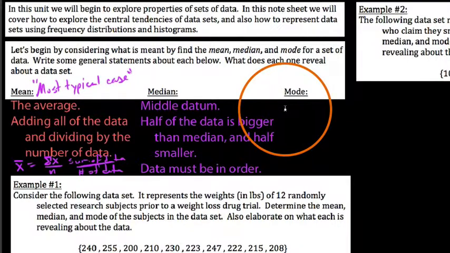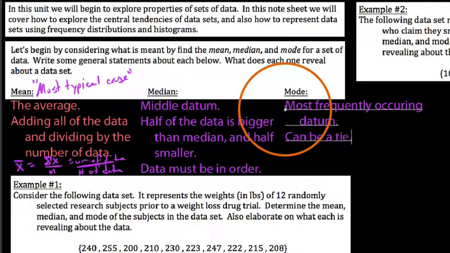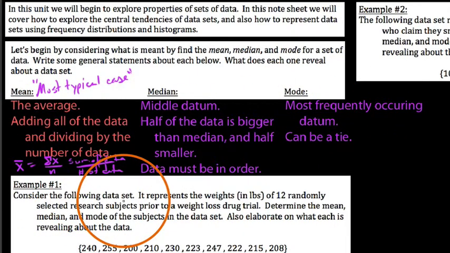And finally, if we look at the mode, when you hear mode, I want you to think it is the most frequently occurring datum. And there can be a tie. Sometimes you have two modes because there's a tie between two most commonly occurring things. But we just say it's the most often occurring thing, or we like to use this word frequency a lot. So we say it's the most frequently occurring datum.